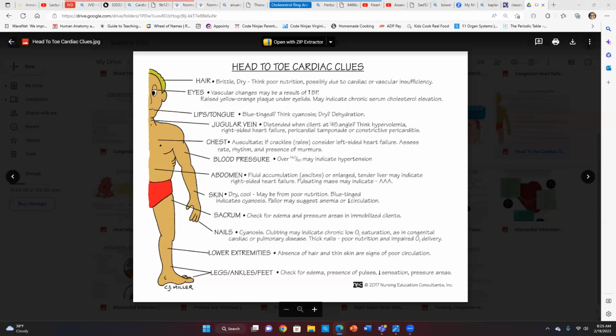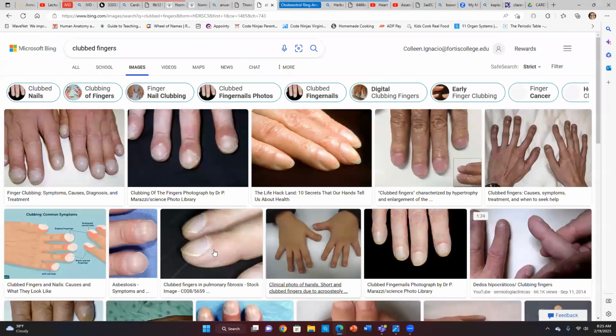Now, when we look at the sacrum, we're going to check for edema and we're going to check for pressure areas in our immobilized patients. That's really important. The nails, do you all know what clubbed fingers look like? Yes, they're kind of brittle, almost like knots, or very thick in certain areas of the clubbed finger.